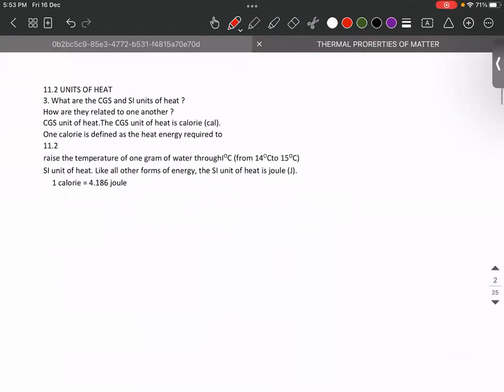Okay, next. What are the units of heat that are possible? When I talk about the units of heat, there are two units that we need to understand. One is the CGS unit and the second is the SI unit, right? And we will also see how the CGS unit is related to the SI unit. So in the CGS unit, heat is measured in calorie, and the symbol used for calorie is CAL.